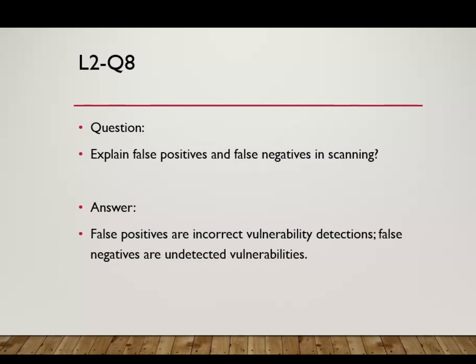Explain false positives and false negatives in scanning. False positives are incorrect vulnerability detections, and false negatives are undetected vulnerabilities. With false positives, if any vulnerabilities are identified, the report will show that the specific asset has vulnerabilities. But when we go to the server, even though the vulnerabilities are fixed, the vulnerability remains in the report. In that case, we can call those vulnerabilities false positives. And false negatives are when, even though vulnerability scanning has been performed successfully, some vulnerabilities may not be detected. So we can call them false negatives.